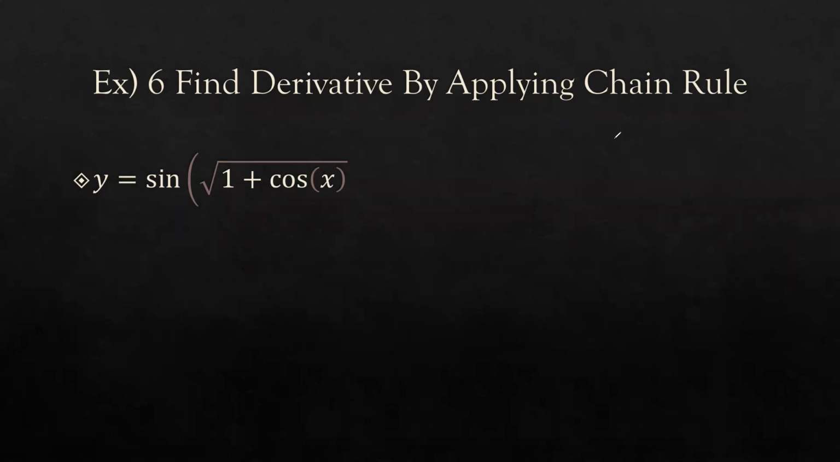What do we have here? We have y equals sine, and then parentheses. This should be all in parentheses: sine of the square root of 1 plus cosine x. So how do you take the derivative using the chain rule? If you want to use the rule, that's perfectly fine. The rule, the third one, I'm going to use is this.